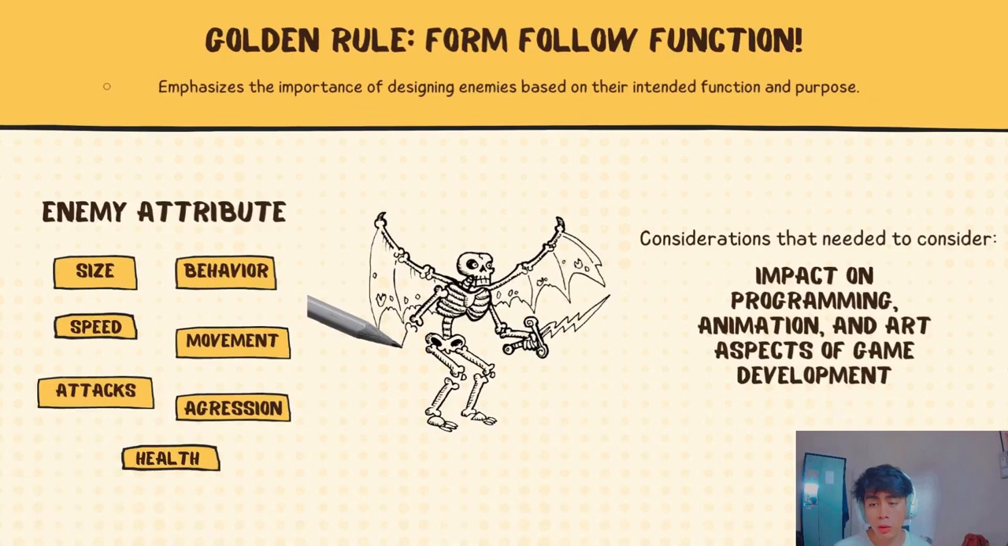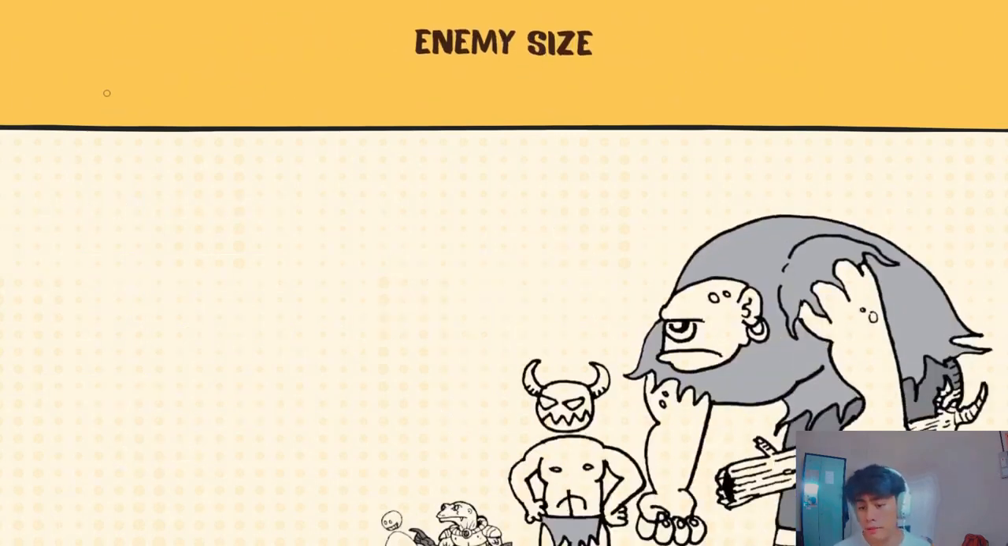So next, the golden rule discussed in this book is that form follows function. What it means is that it emphasizes the importance of designing enemies based on their intended function and purpose. For example, like this skeleton, do you know how the skeleton will attack the player? So we have to think about that. These are the enemy attributes discussed: size, behavior, speed, movement, attack, aggression, and health, which make up the character of the enemy. These are all considerations we need to take into account, because when we design the character, we have to know the impact on the programming, animation, and art aspects of the game development.